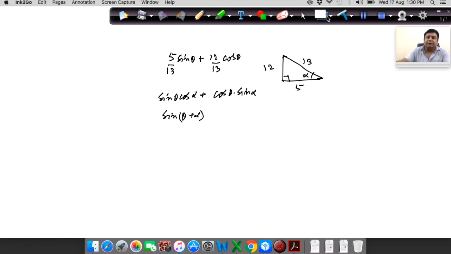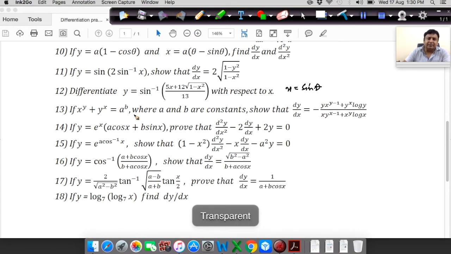Okay. And see what happened then. This becomes sine inverse, sine nullifies, you get theta plus alpha, but theta is sine inverse x. So sine inverse x plus alpha, differentiate. Alpha being a constant, the differentiation of alpha will be 0.